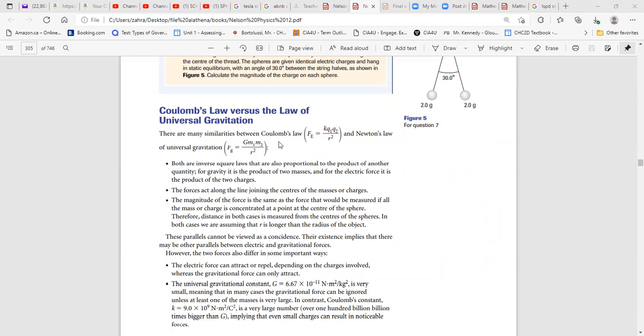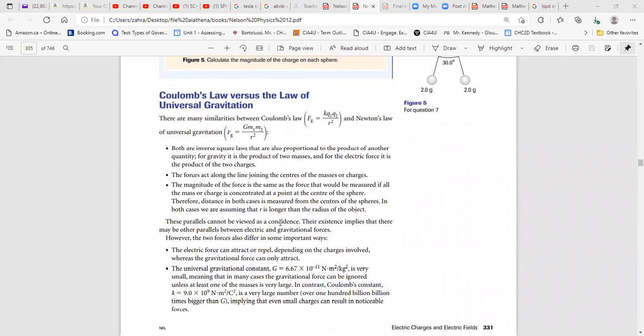But knowing that the electric force could be attraction or repulsion, the gravitational force is just attraction. You can read through this if you want.